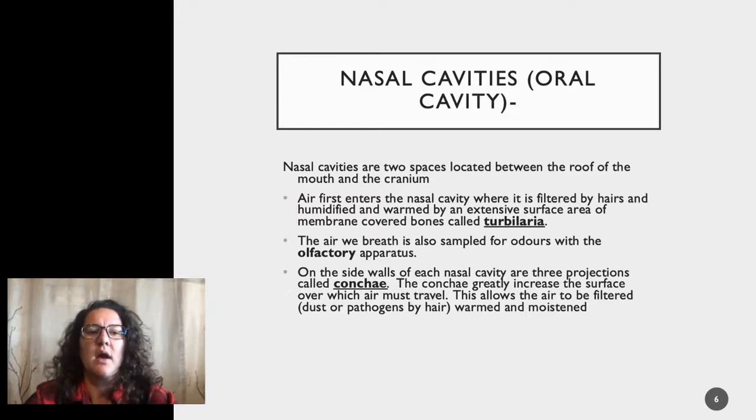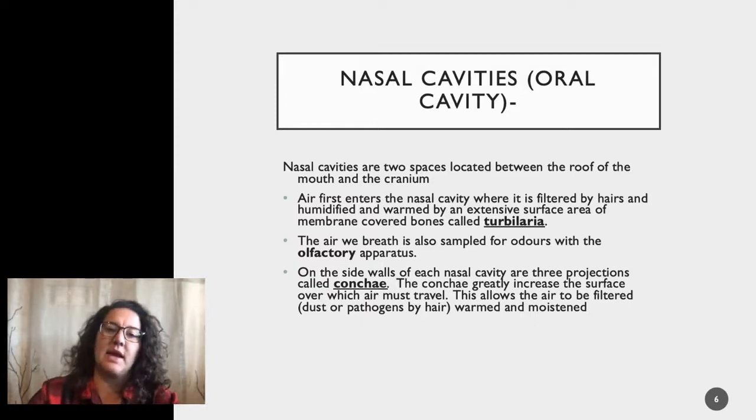The air we breathe is also sampled for odors using our olfactory receptors in our nose and sinus cavity. And on the walls of all the nasal cavities are projections called conchae, which increase the surface area over which the air must travel, which allows it to be warmed, filtered, and moistened, making it nicer on our lungs.